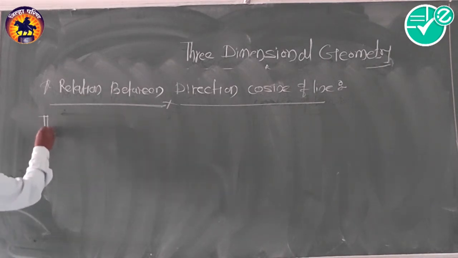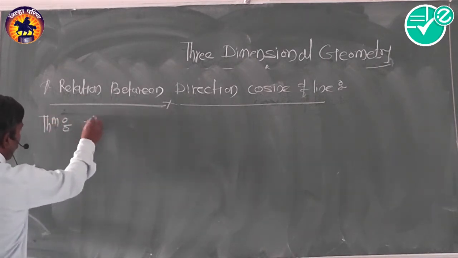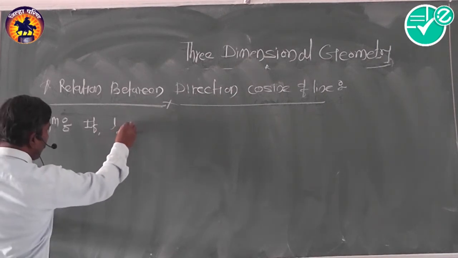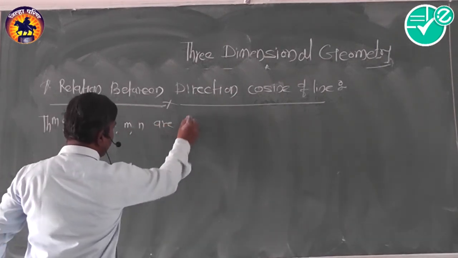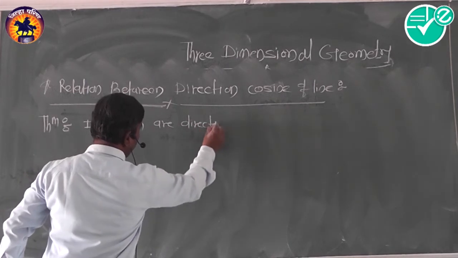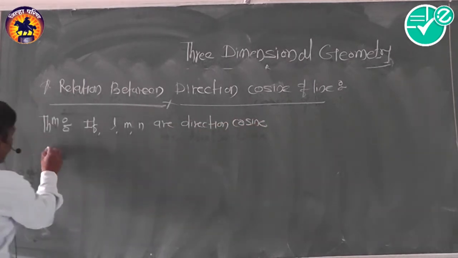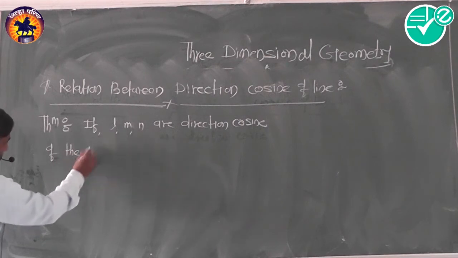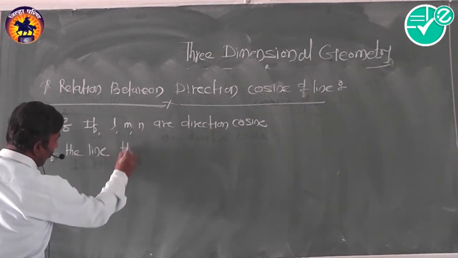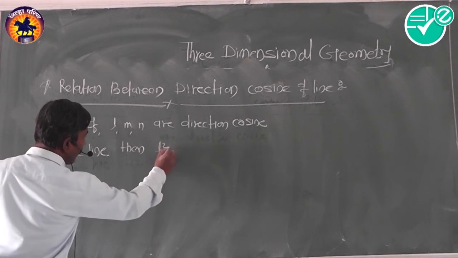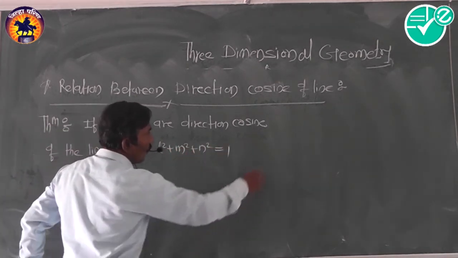Theorem number one. If L, M, N are the direction cosines of the line, then L square plus M square plus N square is equal to 1.